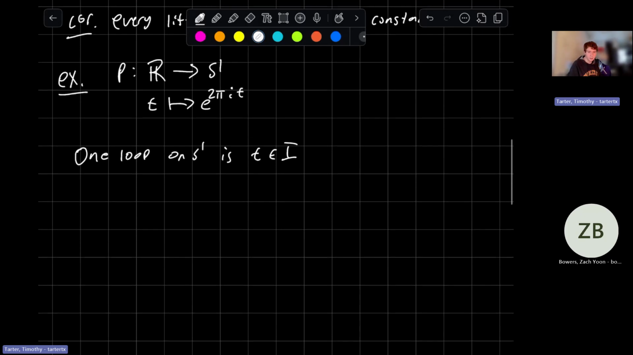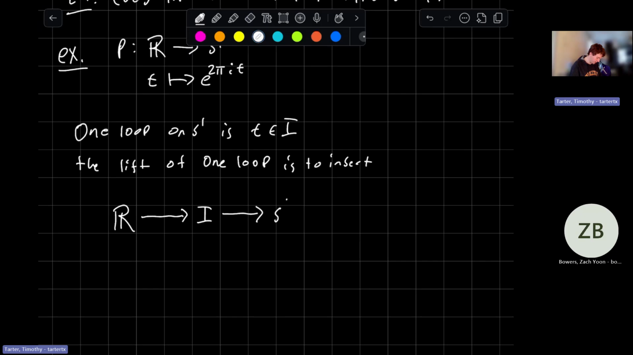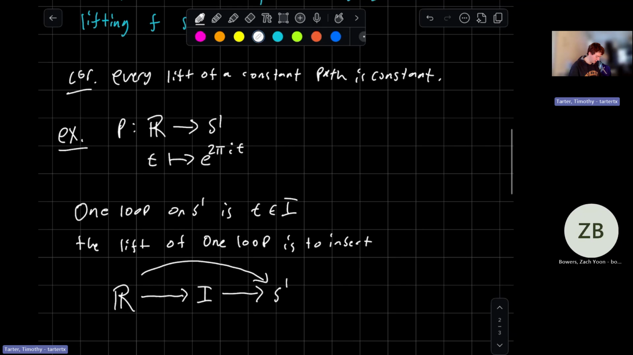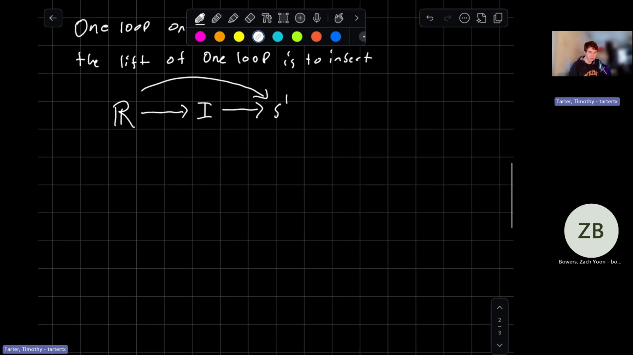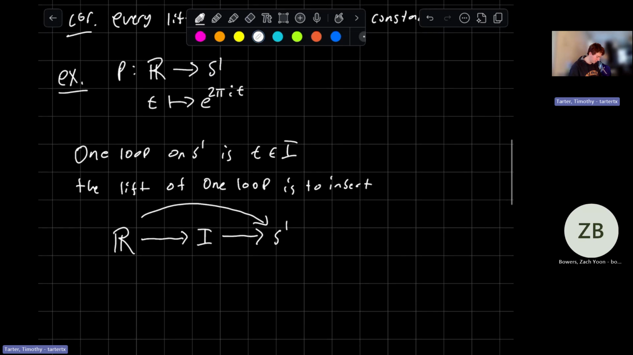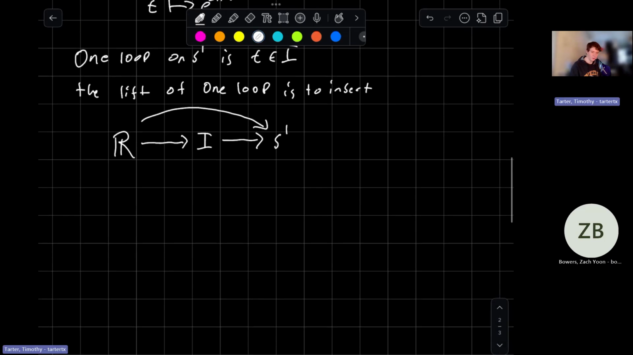And so the lift of one loop is to insert R, the unit interval, to the circle, where we have this map that has all of the loops, but we can look at one loop at a time, I guess.